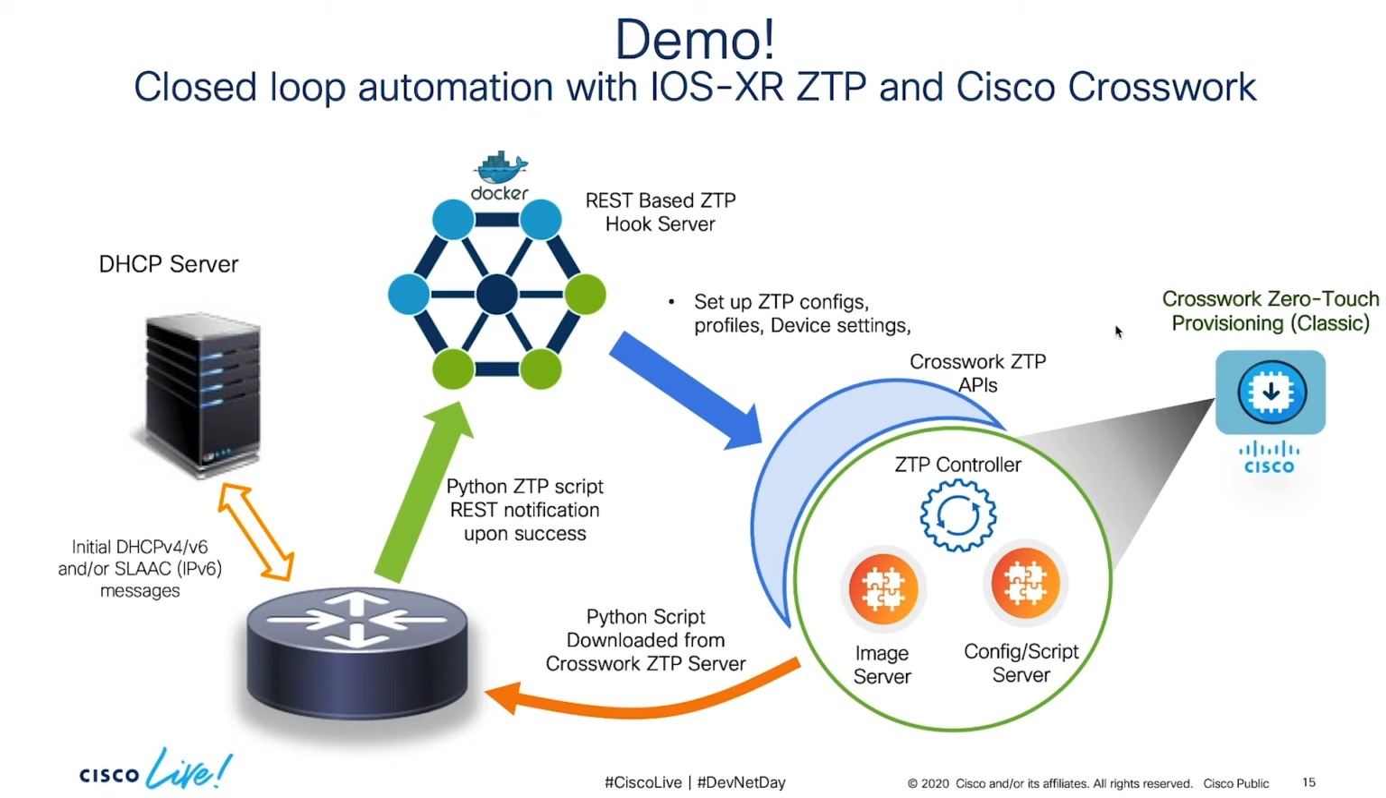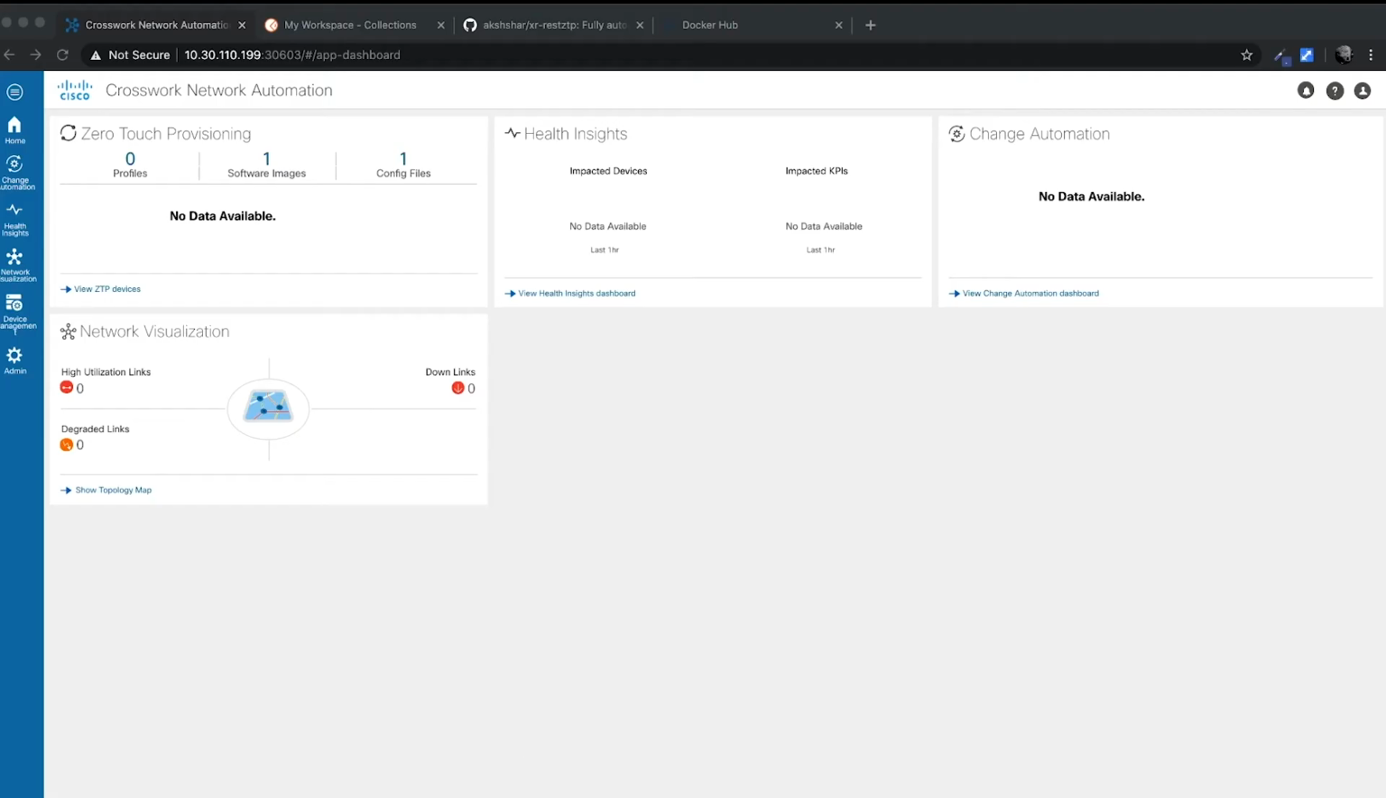The hook server, upon receiving this notification, is then going to trigger onboarding using the change management APIs that are also available as part of Cisco Crosswork. This means that through this closed loop automation workflow, we are able to get the hook server to onboard the device through notifications provided by the Python ZTP script on the box itself.